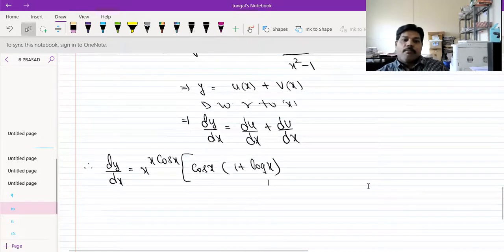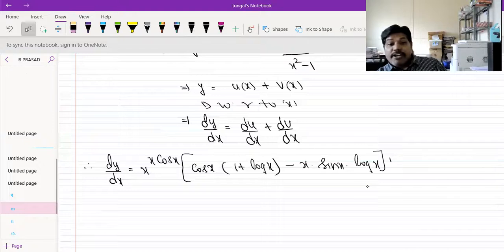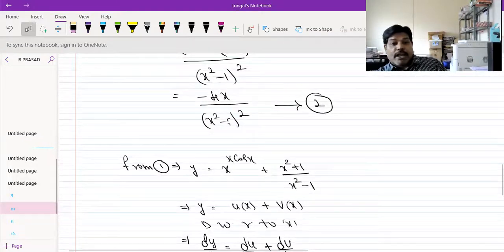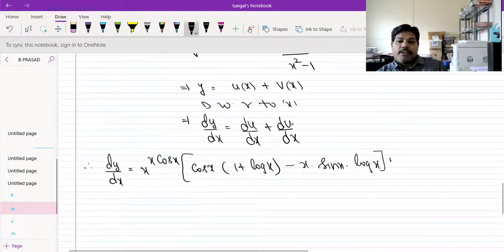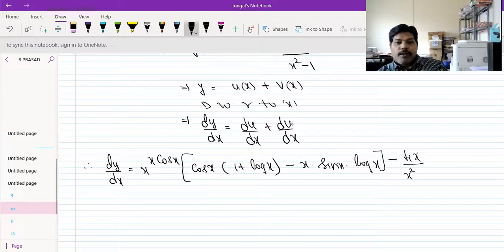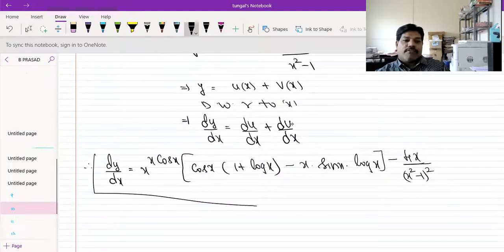minus x sin x into log x, plus the dv by dx value. The dv by dx value is nothing but minus 4x by (x square minus 1) whole square. We will get that value here. So minus of 4x by (x square minus 1) whole square. This is the dv by dx value. So therefore, this is the final answer, students.